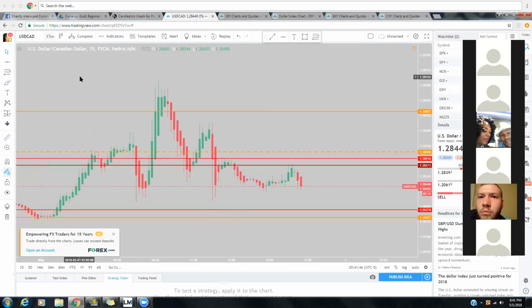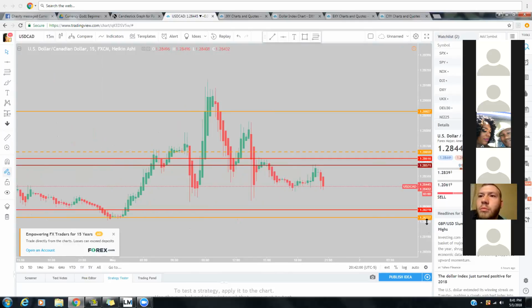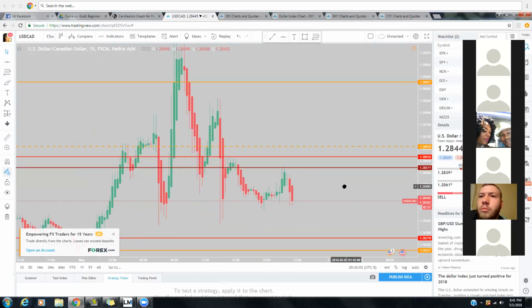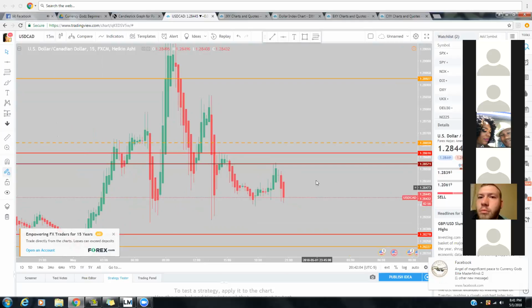So our 15-minute chart is for our entry. Remember our 1 hour chart, and I forgot to say it, so I apologize, our 1 hour chart is for our take profit and stop loss. The 15-minute chart is for entry. So we're doing the exact same thing. Again, we're going to look for our immediate change in direction.